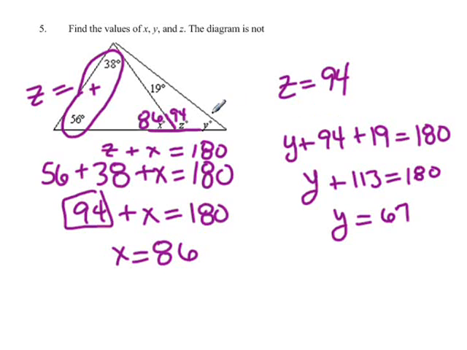Also, if you're one of those that have to solve in order, another way to look at this, I have this big triangle. So I would have 56 plus y plus the sum of these two as well, because 38 and 19 is this big angle up here. So there's another way to look at that to solve for y.